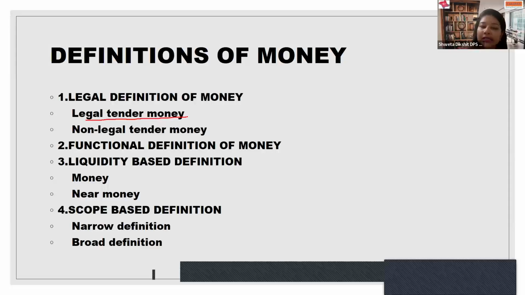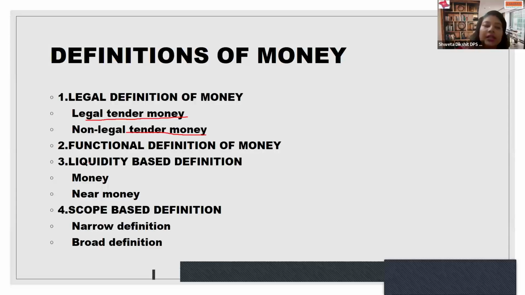Living in India, you cannot say that you don't need INR, you need USD. You can never say that, because this is against the law. Non-legal tender money is a kind of money which is not legally fully backed or fully accepted. But yes, they are in circulation. Certain coins, especially coins of very small denomination, are non-legal tender money because they are not backed by legal provisions.